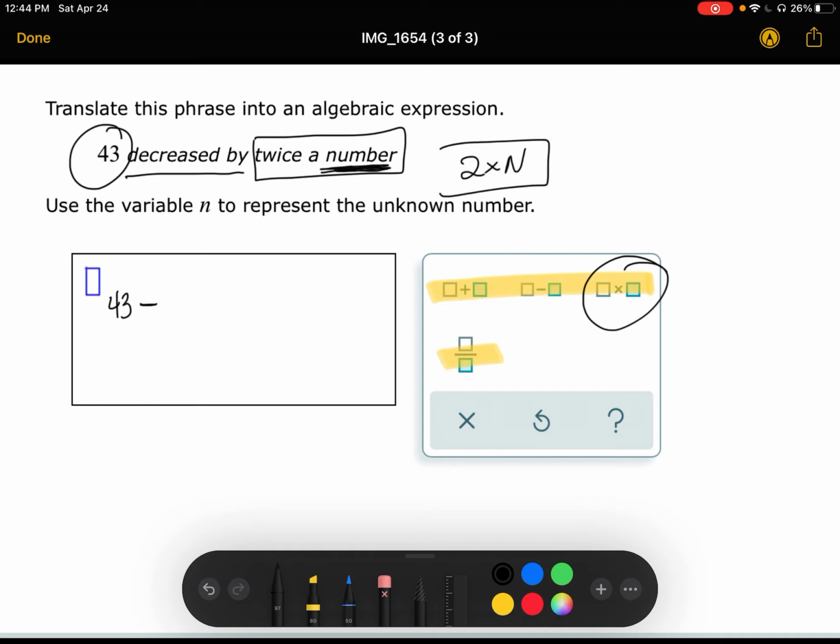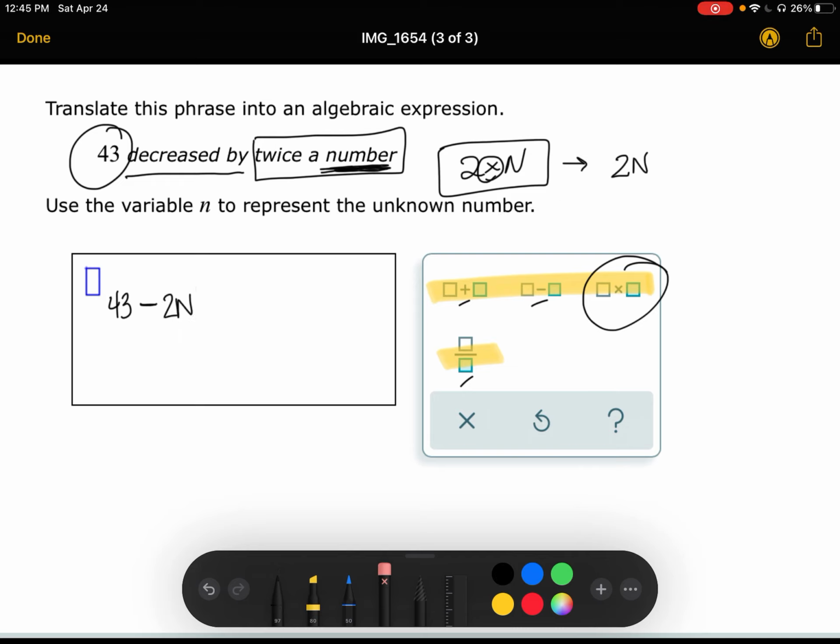Now, when you write an algebraic expression, you can write 2n, you can get rid of that multiplication sign, and it only works with multiplication. You can't do it with these. It only works with multiplication, where 2 right next to the letter means multiply, okay? So when you write that, you're going to drop that in here and say 43 minus 2n.